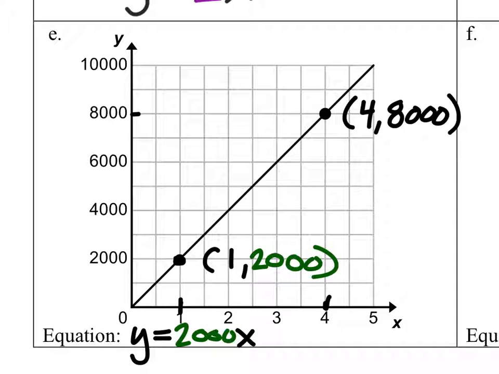Now this should confirm, we can use this other point to confirm it. So what's 2,000 times the x is 4? Would be 8,000. So yeah, that seems to work for these.